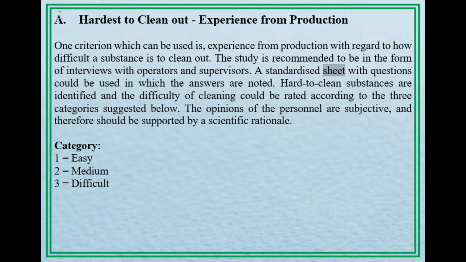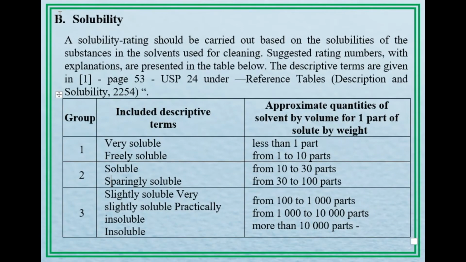A standardized sheet with questions could be used in which the answers are noted. Hard to clean substances are identified and the difficulty of cleaning could be rated according to the 3 categories suggested below. The opinions of the personnel are subjective, and therefore should be supported by a scientific rationale. Category 1 equals easy, 2 equals medium, 3 equals difficult.